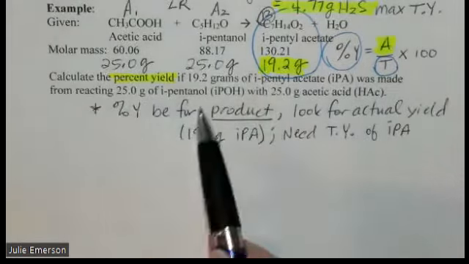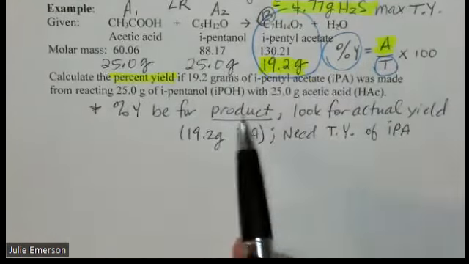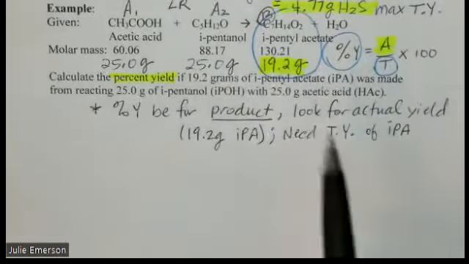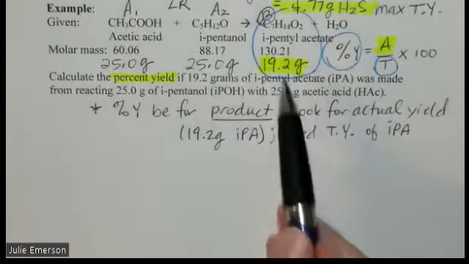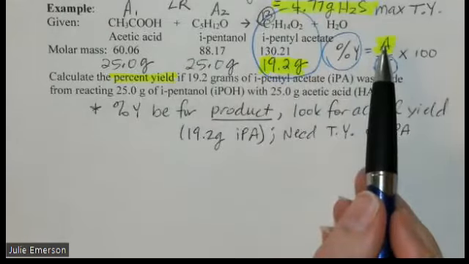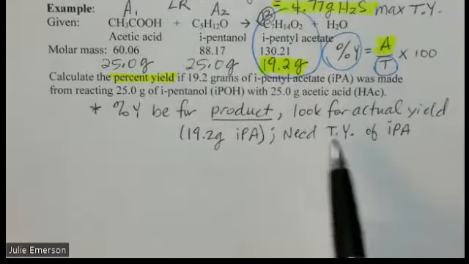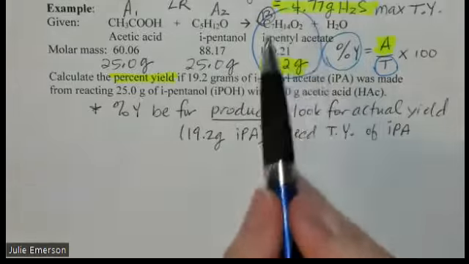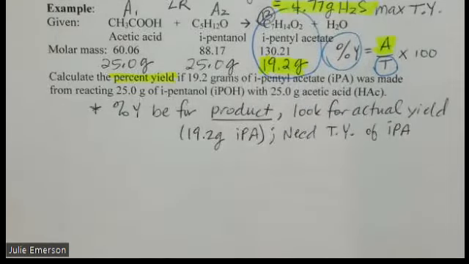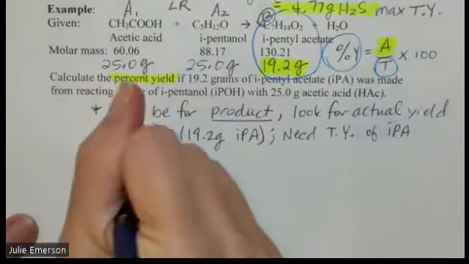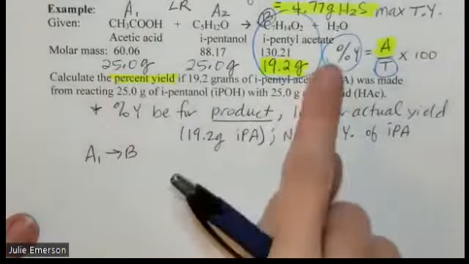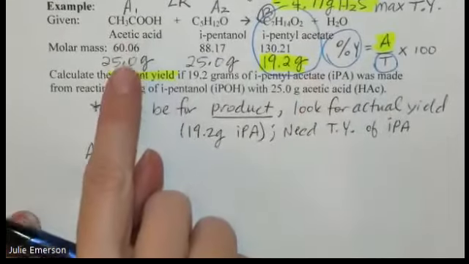So first, isolate that the percent yield will be for the product, ipentyl acetate. The actual yield has to be given. The 19.2 was given. We pull that out. We save that for later. And I know now that the first thing I'm going to have to figure out is how much of that ipentyl acetate I was supposed to make. I know I only got 19.2, but how much was I supposed to get? So I start with my A1 and go to B. And I went ahead and grabbed the molar masses here. We've practiced that so we can save the time.